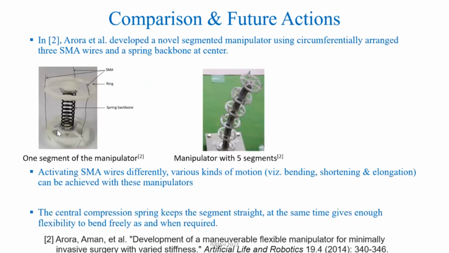There is another example, a segmented robotic manipulator. Using this, there are three circumferentially arranged SMA wires. By activating these SMA wires differently, various kinds of motions like bending, as shown here, shortening or elongation can be achieved. The central compression spring here keeps the segment straight, and at the same time gives enough flexibility to bend freely.